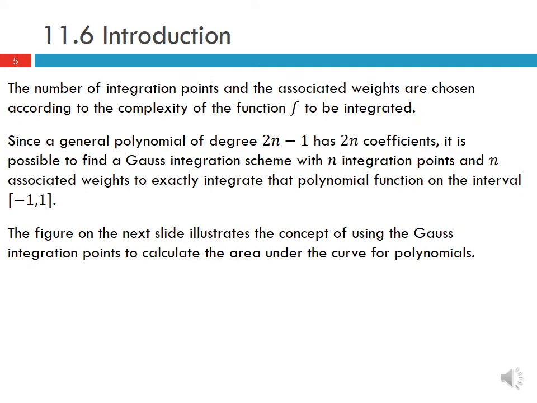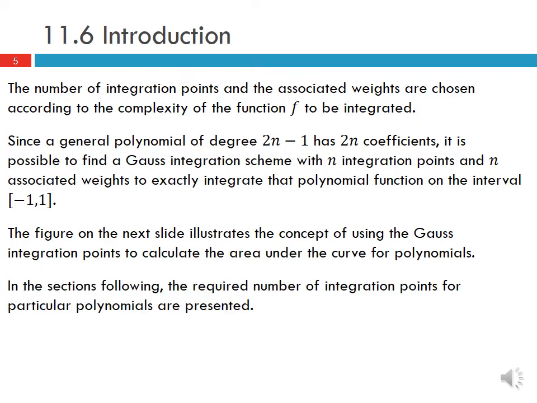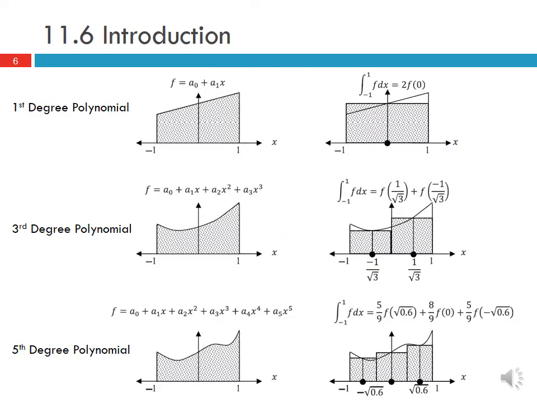So the figure on the next slide illustrates the concept of using the Gauss integration points to calculate the area under the curve for polynomials. And in the sections following, the required number of integration points for particular polynomials are presented. So here you can see we've got a first degree polynomial shown here between -1 to 1. And if we use one integration point, we're able to exactly calculate this integral because this area will end up matching with this area and we'll end up with exactly the correct integral.